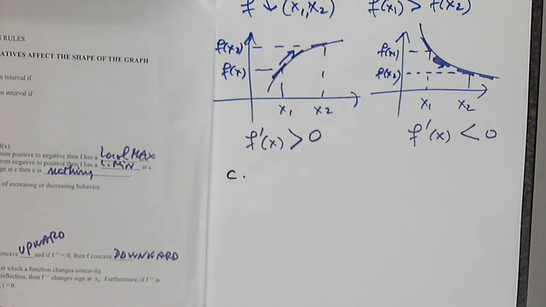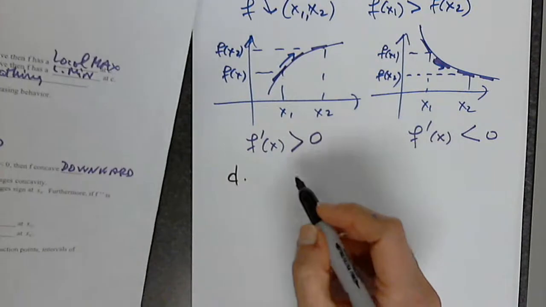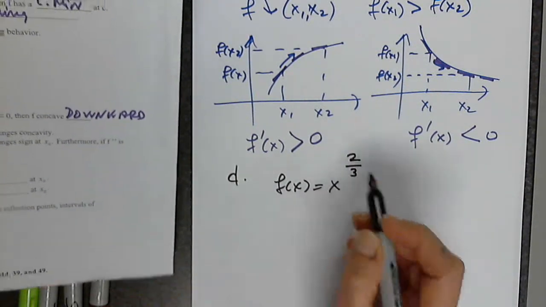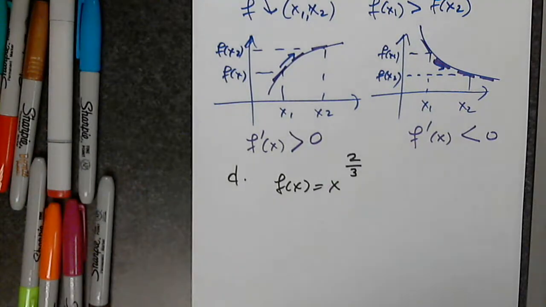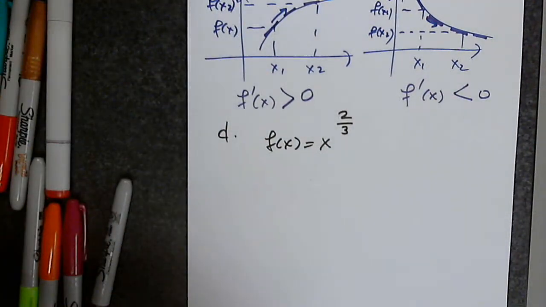So let's do D. D was the one that you wanted? Okay, very good. Let's do D. So we have f of x equals x to 2/3. We're asked to find where this function is increasing or decreasing without graphing it, of course. So we apply what we know now about the first derivative test.